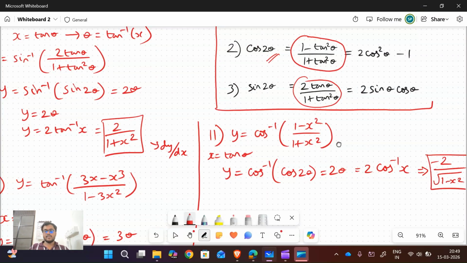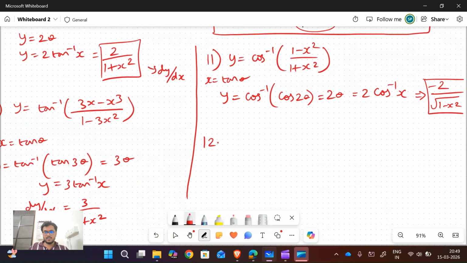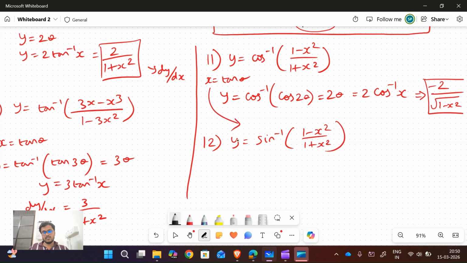Understood? Now, similarly, if you see the 12th question, it will look similar only, but see the catch here. 12th is nothing but y equal to sine inverse of, what is this? 1 minus x square by 1 plus x square. If you put the same x equal to tan theta in this question, right? Now you will get y equal to sine inverse of same thing, but it is cos 2 theta. Now you will wonder what to do. Sine inverse of cos. Sine inverse of sine is the theta itself directly, the angle. Now what you can do here? So how is sine and cos related? Sine of 90 minus theta is cos theta, right? You can use that formula here.